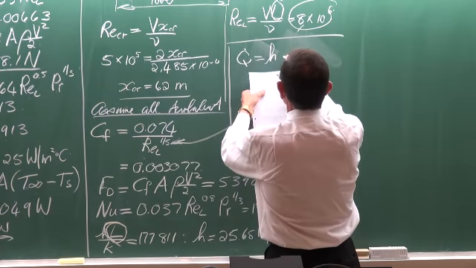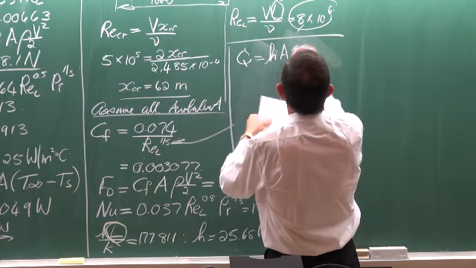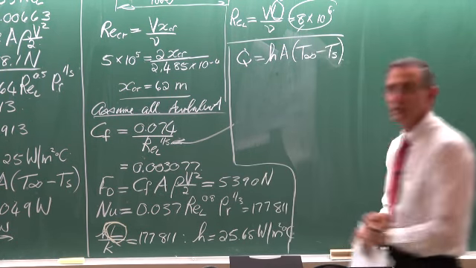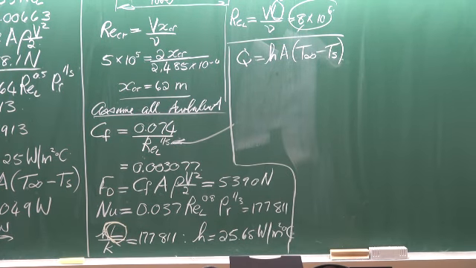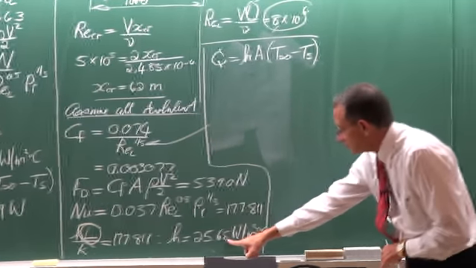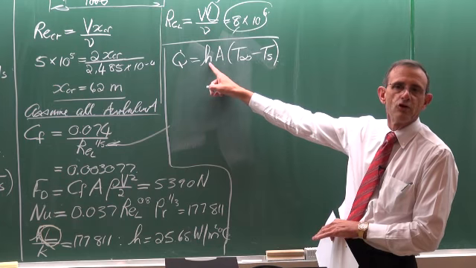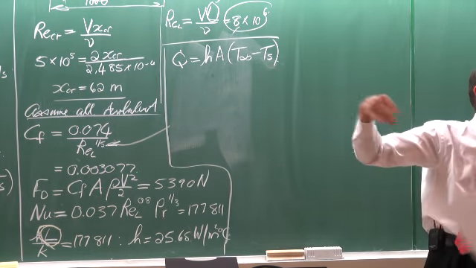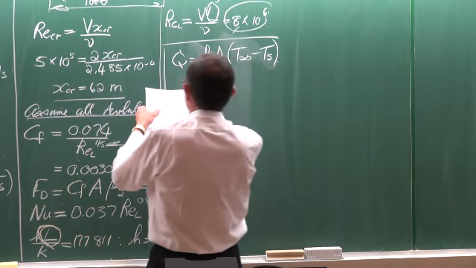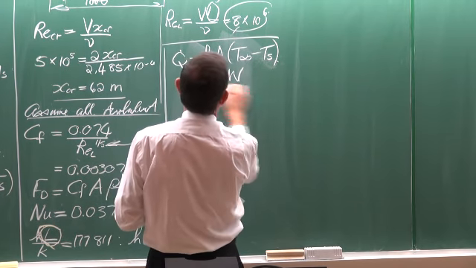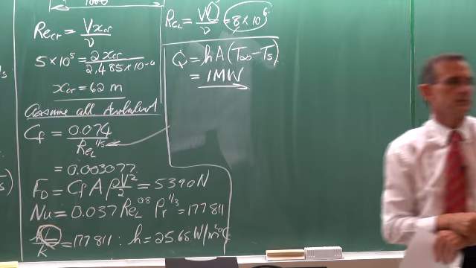The heat transfer rate is equal to the heat transfer coefficient multiplied by the area multiplied by the temperature difference. Heat transfer coefficient is 25.68. The area is 1,000. Temperature 60 and 20. Do the calculation, and then the heat transfer rate would be 1 megawatt. Okay, 1 million watts.